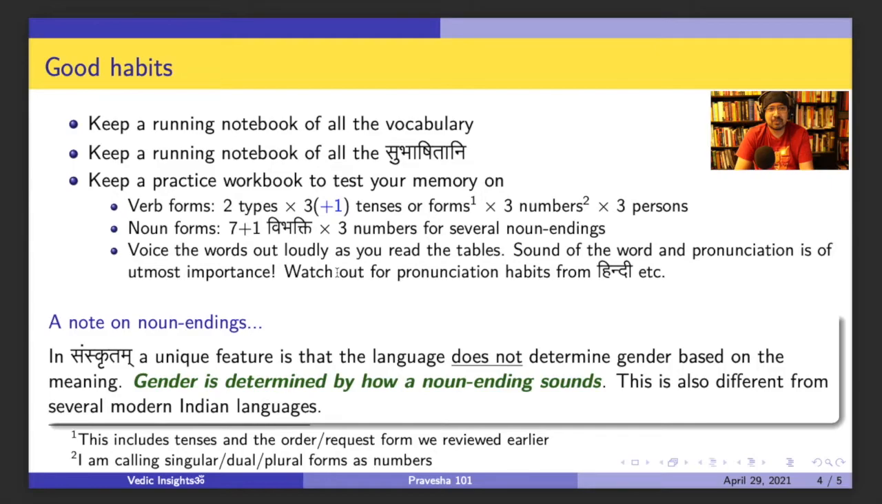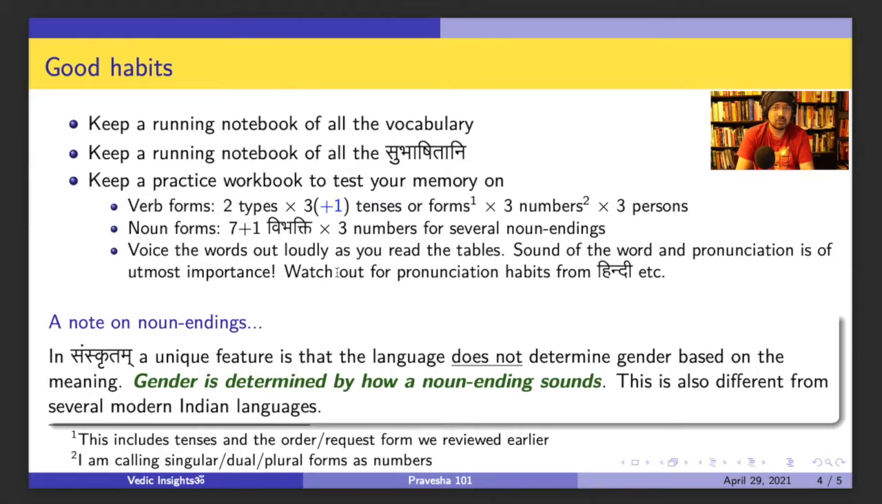In several languages it's pretty arbitrary how the feminine gender is associated with something. Some languages don't even have the neuter gender, so they just have male and female, and everything in the world is male or female. But how do you know, right? It's a difficult thing to trace down for some of the modern languages in India and outside of India. But in Sanskritam, the gender is actually determined by how a noun ending sounds.